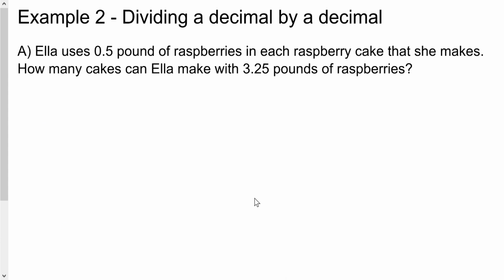Now we're going to take a look at the division problems where we're going to have a decimal on the outside of the division box. So Ella uses about 0.5 pounds of raspberries in each of her raspberry cakes.